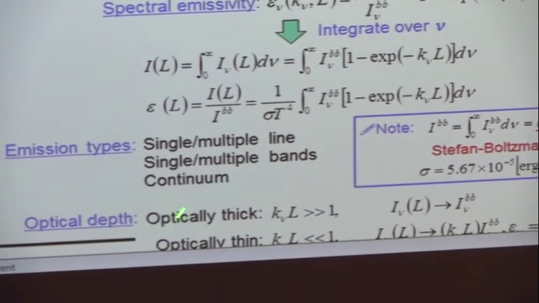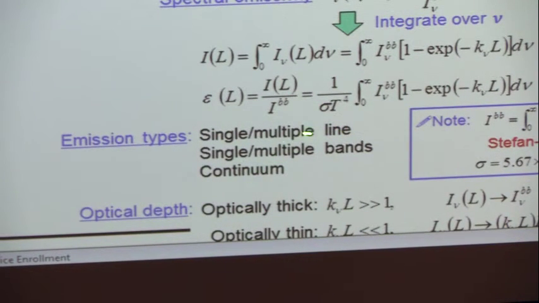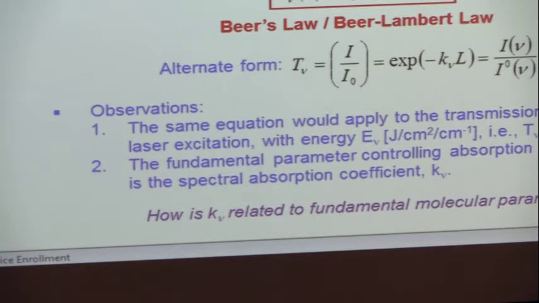Now you can have different types of emission. You can have isolated lines that you might have for atoms, you might have bands, you might have continuum, and so on. But anyway, the key point is that if it's optically thick, that means k nu L is large. If it's optically thin, k nu L is less than 1.